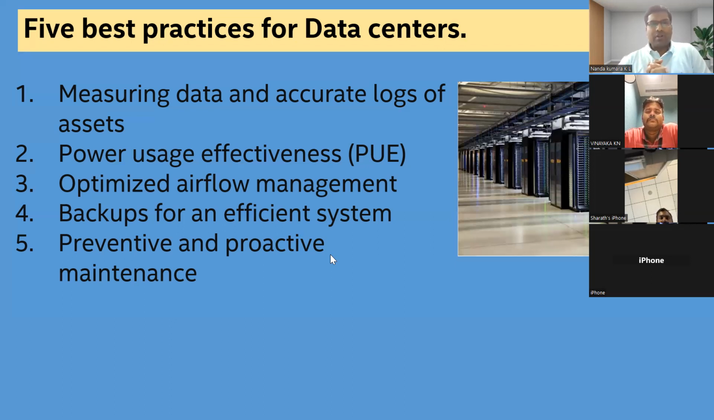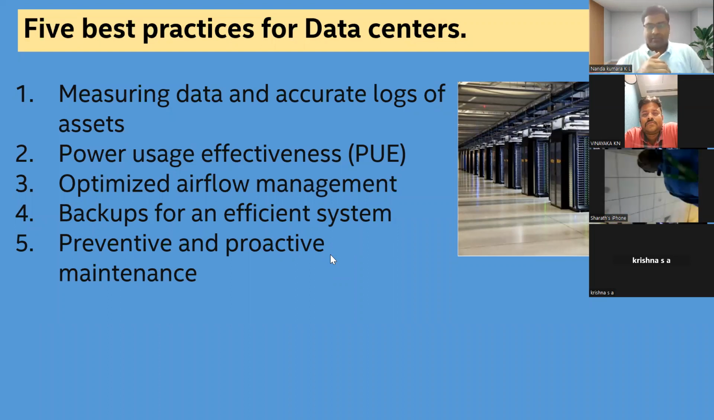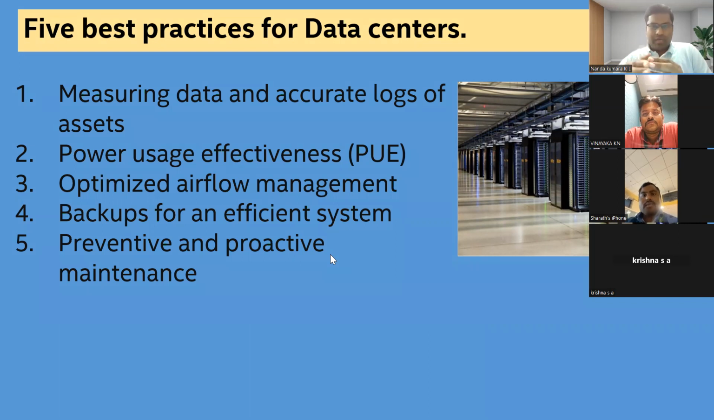Second point, power usage effectiveness, or efficiency. This shows exactly what the level of PUE is, and that is correlated with the tier of the data center. Tier 1, tier 2, tier 3 is assigned based on the PUE. If the PUE level is 1.2 to 1.3, that is a very efficient data center, and it comes under tier 1.